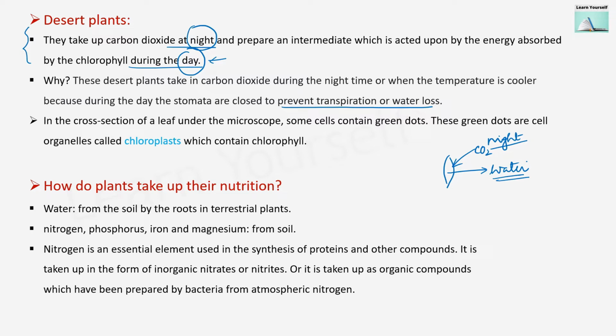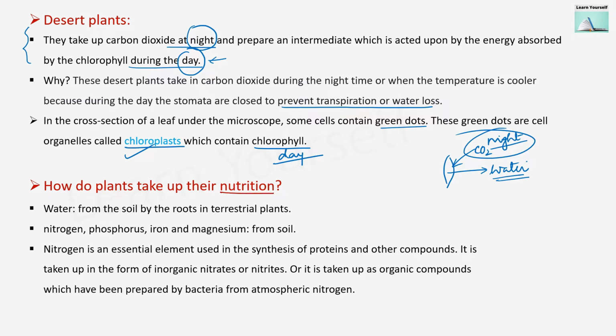In the cross section of a leaf under the microscope, some cells contain green dots. These green dots are organelles known as chloroplasts. We learned this in 9th standard: chromoplasts include the chloroplasts, which are green in color and have chlorophyll in them. This chlorophyll absorbs the energy and works in the daytime, and the stomata absorb the carbon dioxide at night. Why are they doing so? To prevent water loss.